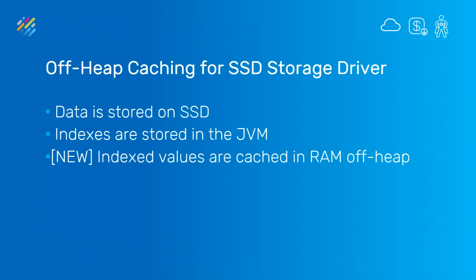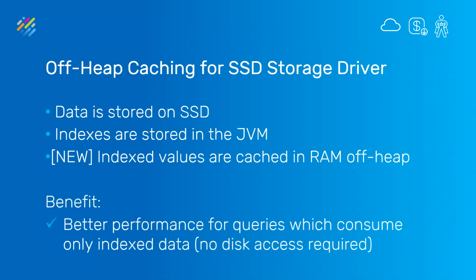Now you can opt in to cache the indexed values in RAM as well. So this means that when you're executing a query with a projection, which needs only index data, then the results can be served directly from AlphaB RAM without any disk access, which is of course much, much faster.